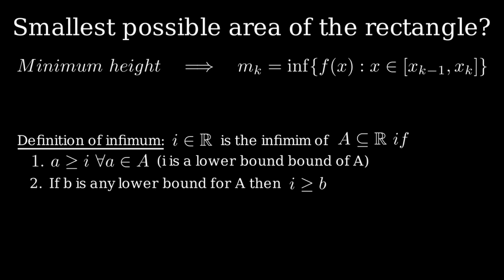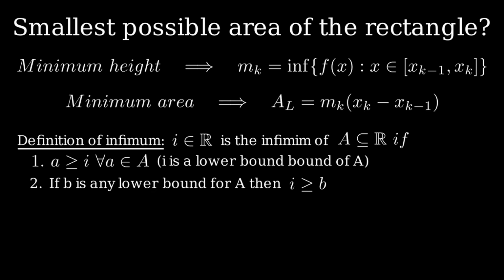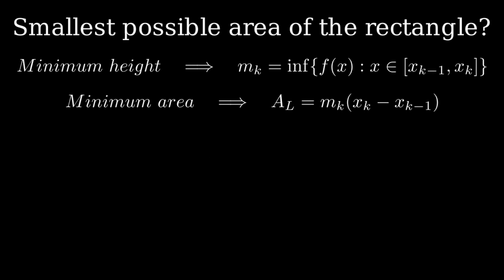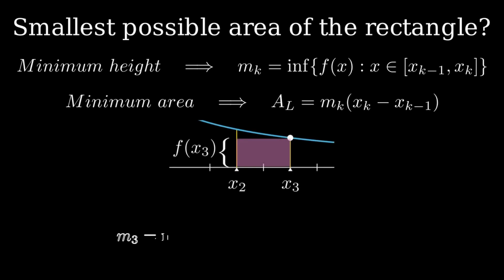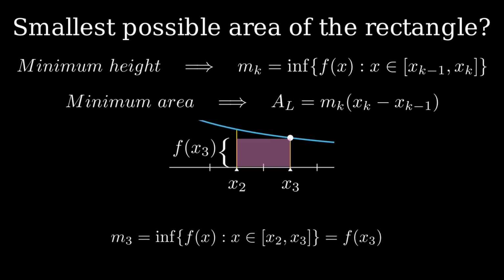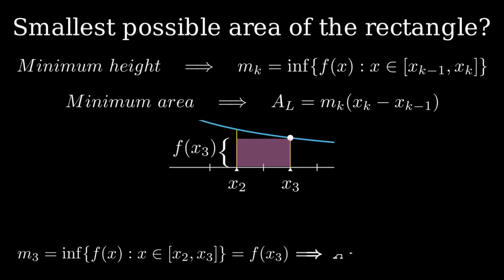Thus, our value of the minimum area we have found will be the minimum height, that is lowercase mk, times the length of the interval, xk minus xk minus 1. If we take a look at the previous example, the infimum of the set f of x such that x is in the interval from x2 to x3 is indeed f of x3, as the function is decreasing and continuous. Therefore, the minimum possible area will be f of x3 times x3 minus x2.